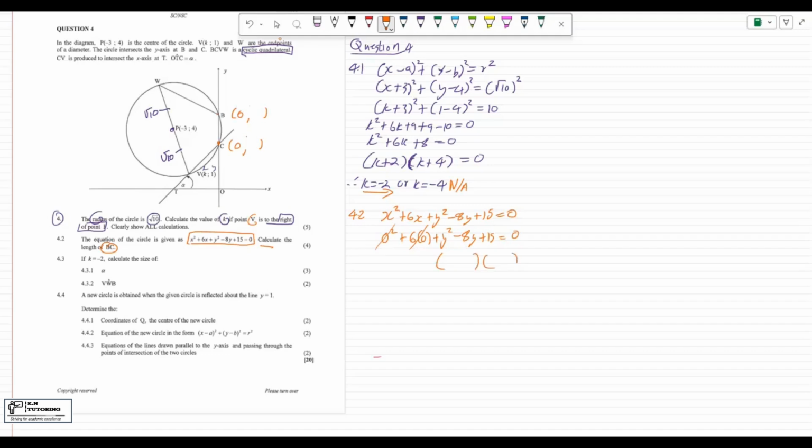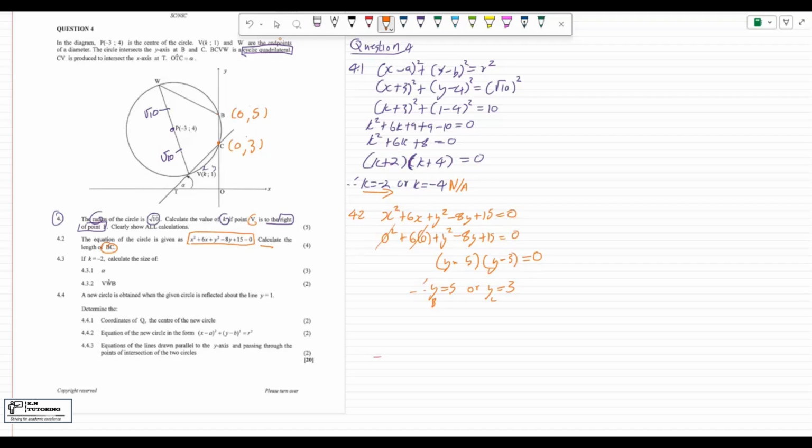If I factorize this, y, 5, 3, negative, negative. Therefore, y is equal to 5 or y is equal to 3. So this will be y at B and this will be y at C. So I can say this is 5, this is 3.